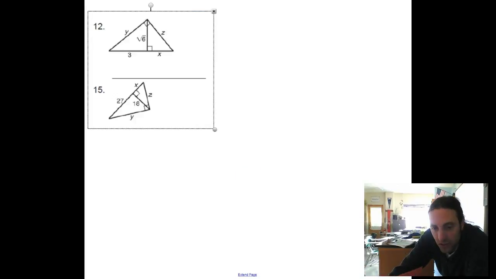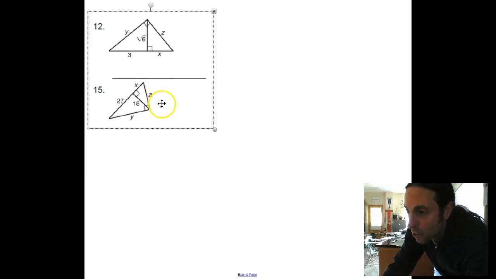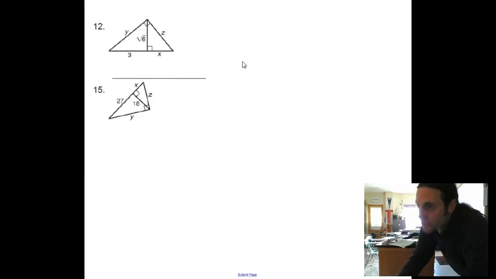Well, I want to do problems 12 and 15 for you, and then I'm going to leave you on your own to do some other problems. So in this one here, what sides do I know? Well, in number 12, let me switch over here, and I'll try to speed this up. So this is h. So h squared equals x times 3, right?